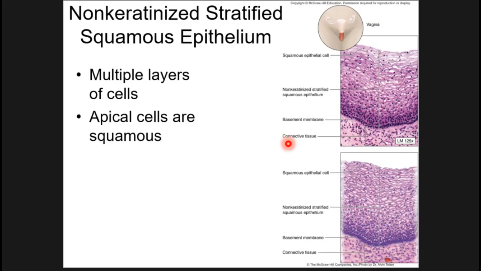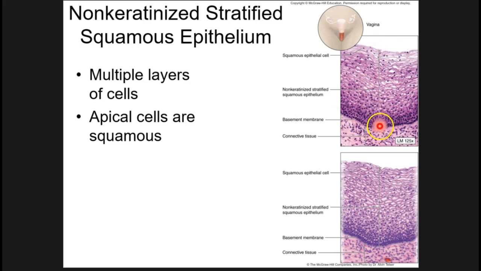Moving out of simple, we're going to start going to stratified. First, we're going to see non-keratinized stratified squamous epithelium. With stratified epithelium, the hardest part for a newbie is probably going to be identifying where the basement membrane is without a line showing you. The basement membrane is down here. This is the division between connective tissue down here, and all of this is epithelium from here to here.